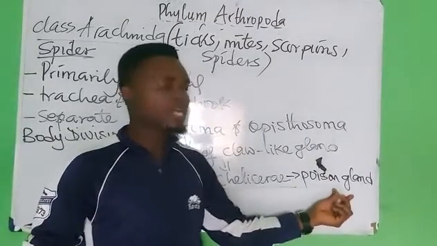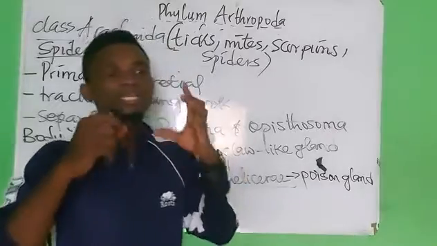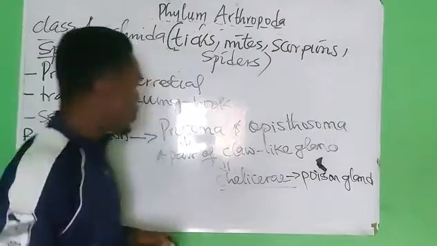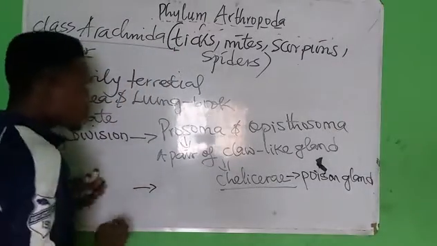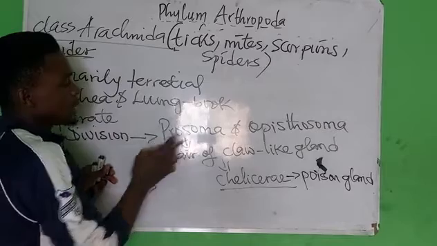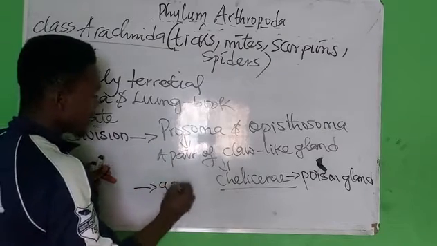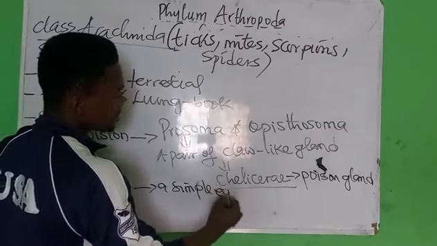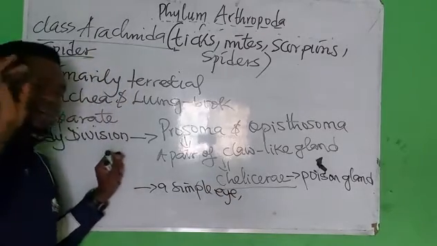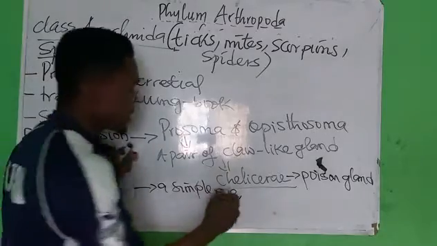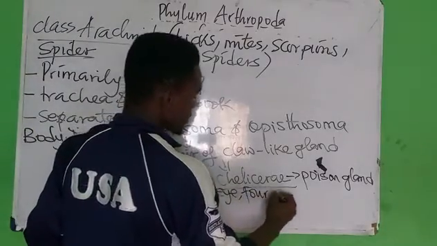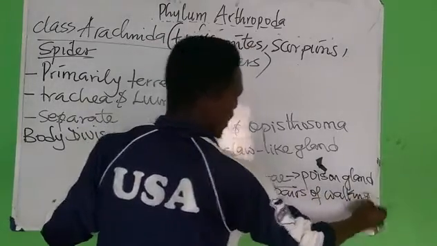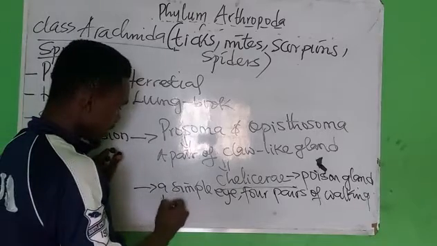It is this poison gland they use in entangling or killing prey when caught in their web. Also note that in the prosomal region there is a pair of simple eyes. Of course, these simple eyes are meant for what? Sensitivity, that is for sight. And they have 4 pairs of walking legs.